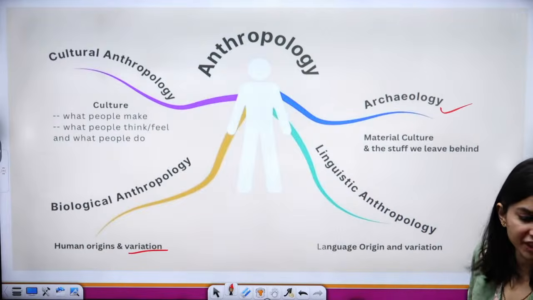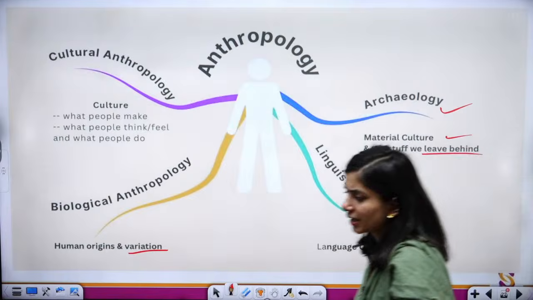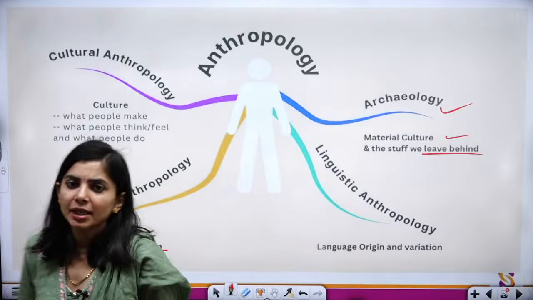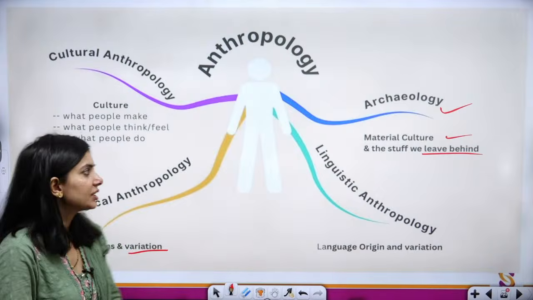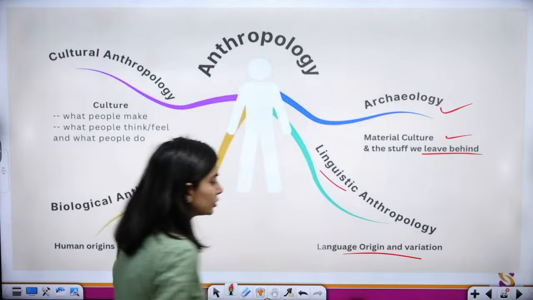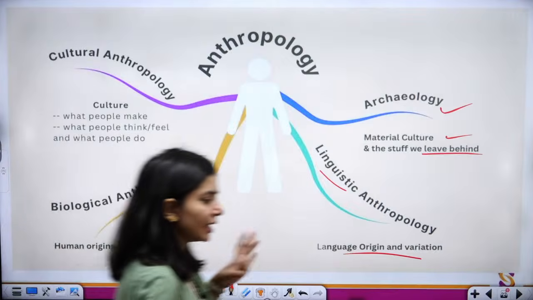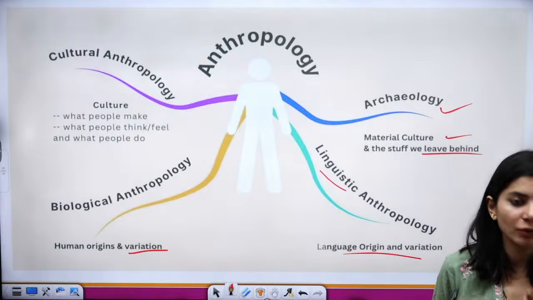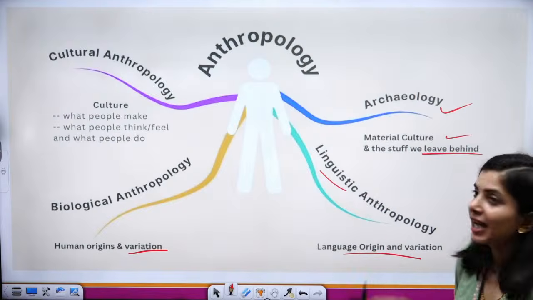Next is archaeology. In archaeology we are going to study the material culture and the stuff we leave behind. Here we are going to understand past behavior and the people in the past, how they used to live. Now another part is linguistic anthropology, where we are going to study language, its origin and variation. So I hope you can understand that in this part we are going to understand sociocultural anthropology, biological anthropology, linguistic anthropology and archaeology.